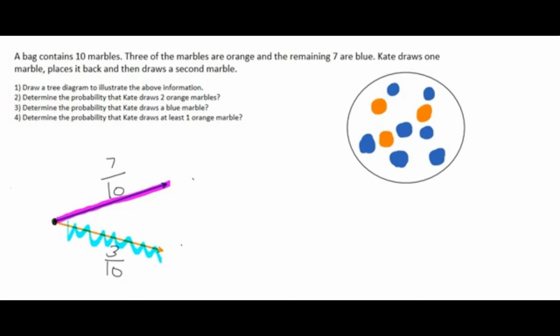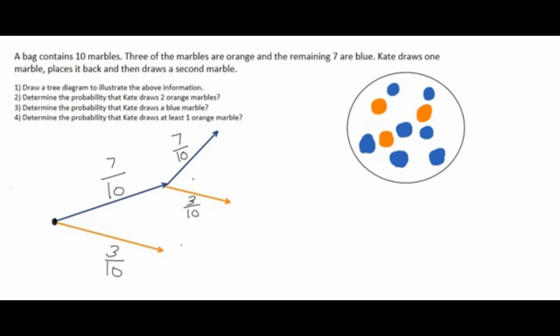So when she puts her hand into the bag now, what are her possibilities? Well, once again, she could draw a blue, or, of course, she could draw orange. And her probability for the blue, well, there's still 10 marbles left in the bag because she put the other one back, and so there's still going to be 7 blue ones, and the probability for orange would still be 3 out of 10. If, however, and we'll look at this in a future question, Kate did not put the other marble back, then there would only be 9 marbles left, and we would have to change things up a bit.